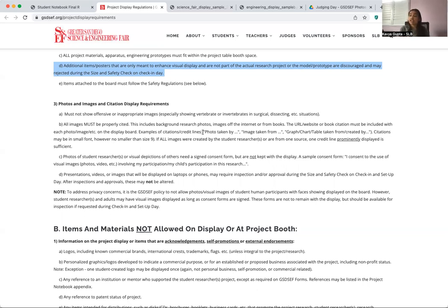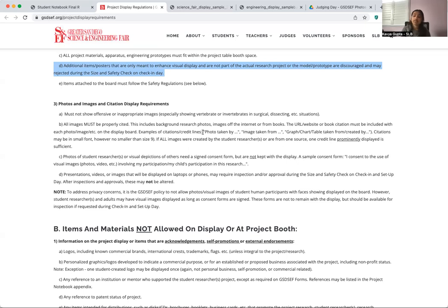And then if you are including photos of student researchers or different depictions of other people, you must have a signed consent form, especially if they're a minor. And you must also note that in your project notebook.